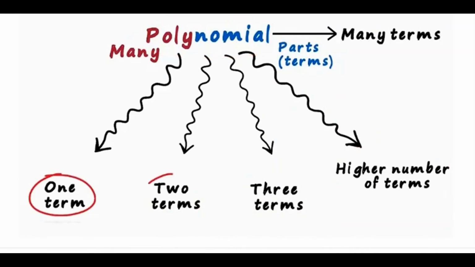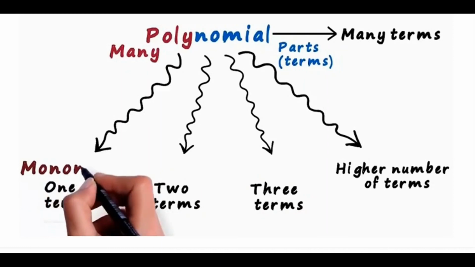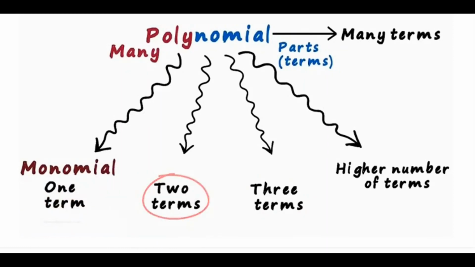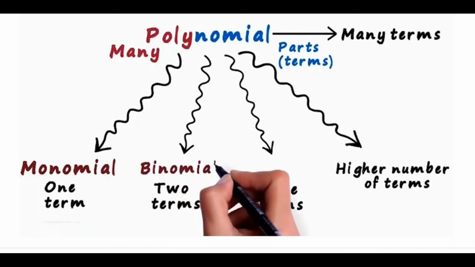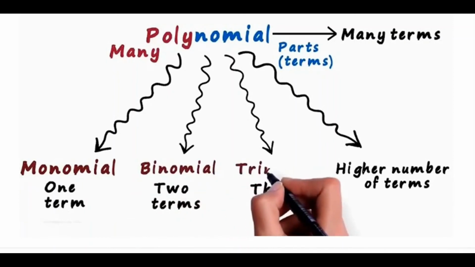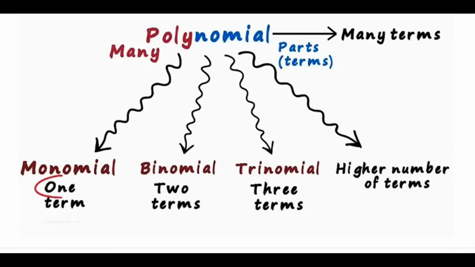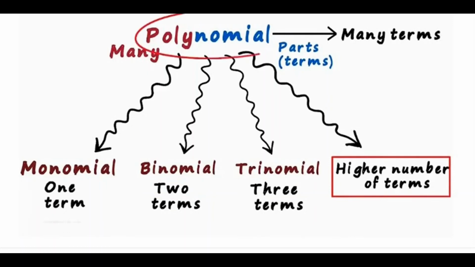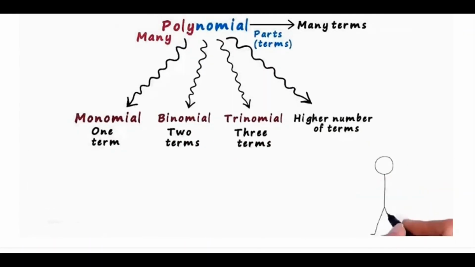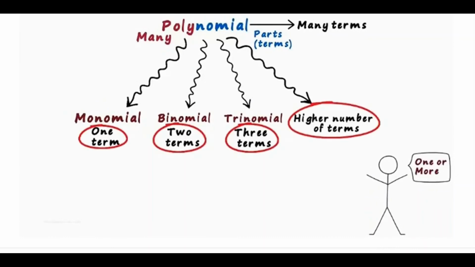Expressions with just one term, two terms, or three terms are given special names. An expression with one term is called a monomial. An expression with two terms is called a binomial, and an expression that has three terms is called a trinomial. Mono is 1, bi is 2, and tri is 3. There is a common misconception that only an expression with more than three terms is called a polynomial. That's incorrect. All expressions which have one or more terms are called polynomials.